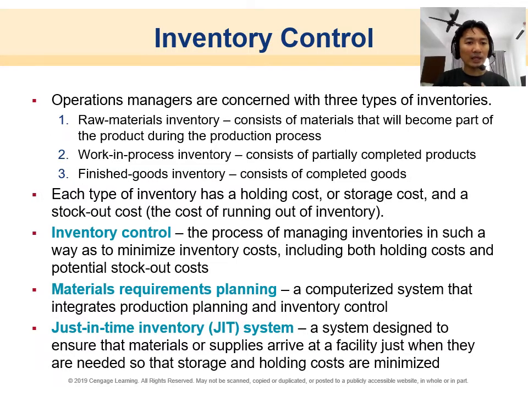We also need to look at a just-in-time inventory system. This is another popular system. It is designed to ensure that the materials or supplies arrive at the facility just when they are needed, so that the storage and holding costs are minimized. When we use JIT, the just-in-time system, we ensure that all the materials and supplies come exactly at the time that we need. Therefore, we do not have to bear a lot of costs in terms of storage or holding the materials.